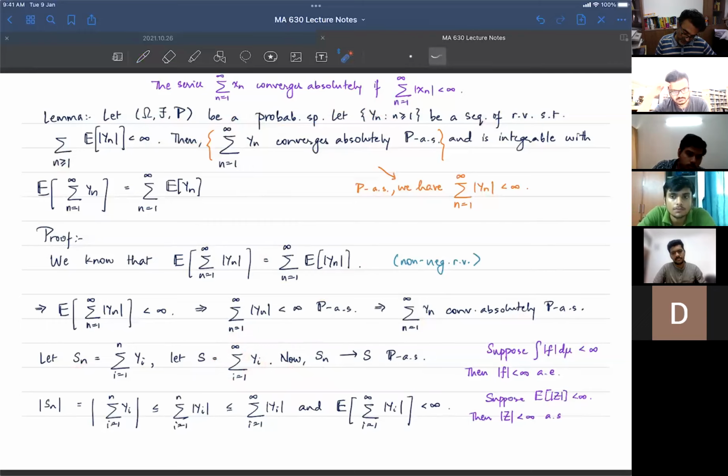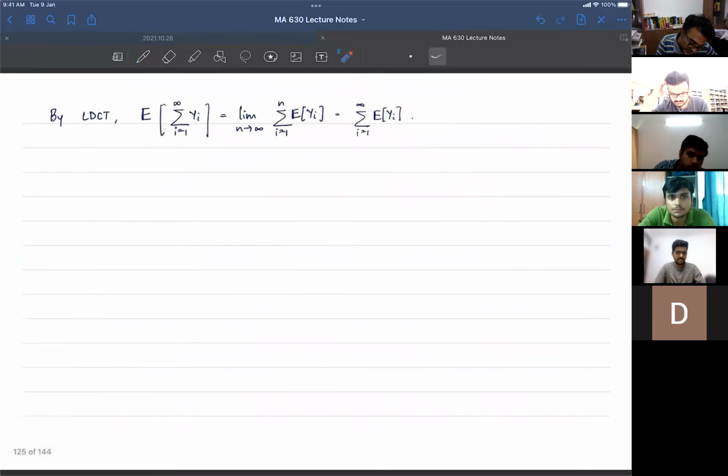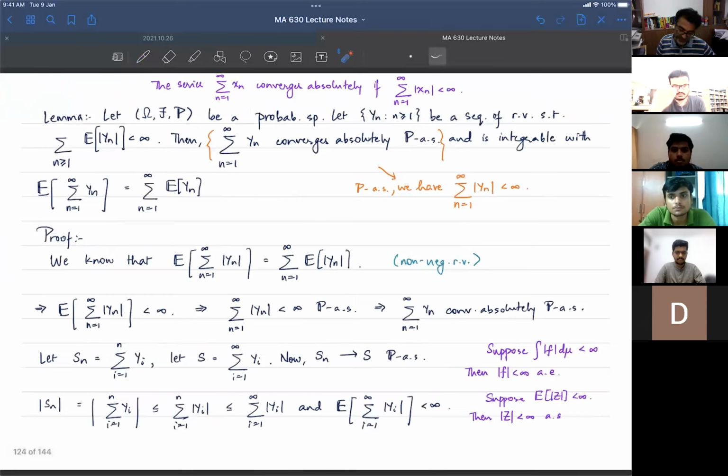All right. So now what we'll do is we'll say, let's look at the absolute value of Sn. So if you're wondering what's going to come next, the dominated convergence theorem is going to come next, right? Because we want to say that the expectation of the limit is the limit of expectations. And again, we're dealing with real valued random variables, so we have to be a little careful. So let's look at the absolute value of Sn.